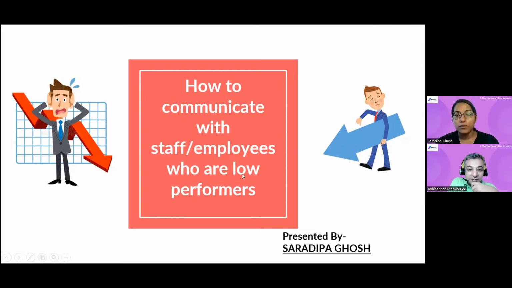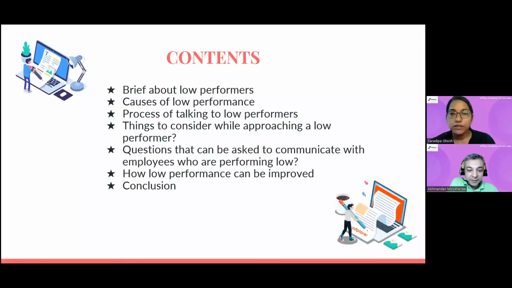So, how to communicate with staff or employees who are continuously performing low in an organization? These are my contents. A bit brief about who are low performers, what causes low performance, what's the process of talking to a low performer, things to consider while approaching a low performer, what kind of questions can be asked by an HR or a manager while approaching a low performer, and how low performance can be improved. Then the conclusion.